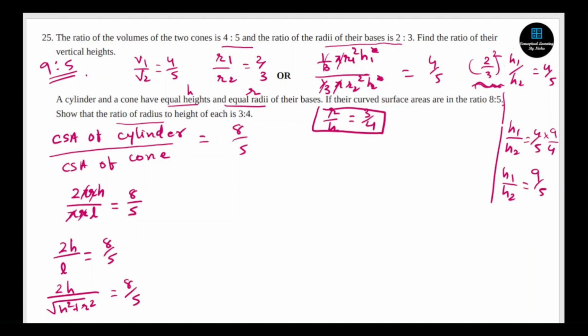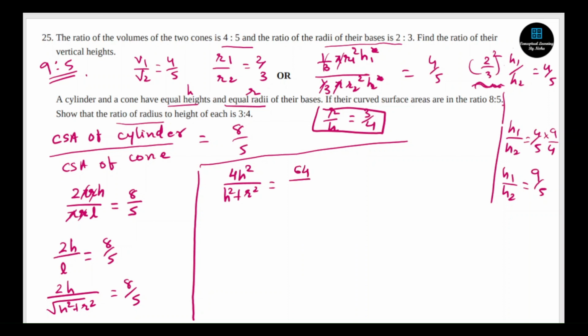Now square both the sides to avoid the square root form. So what do we get? 4h square upon h square plus r square equals 8 square, which is 64. Don't forget to square this side also. Very common mistake. And now cross multiply and simplify. So 100h square equals 64h square, and don't forget to multiply it by r square also, so 64r square. So what do we get? 36h square equals 64r square.